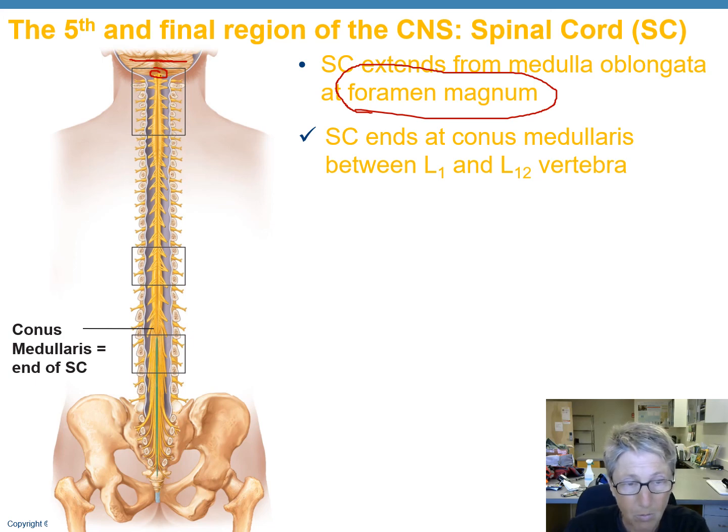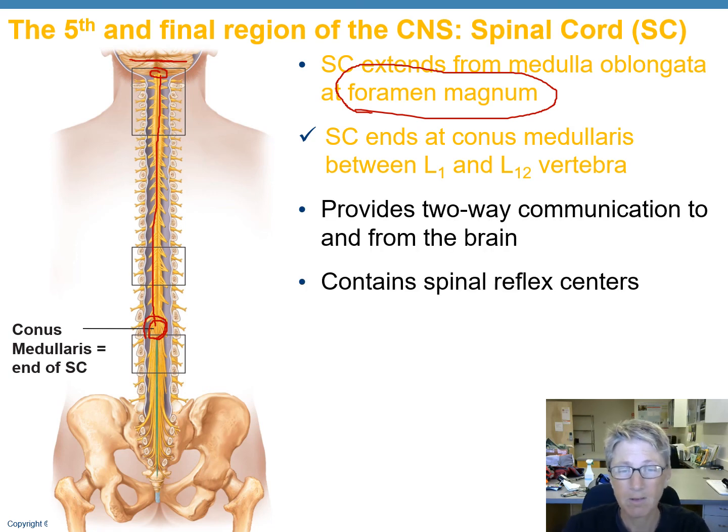So the spinal cord goes from the medulla all the way down this way, and it ends at this little thing called the conus medullaris, between lumbar vertebra 1 and lumbar vertebra 2. Conus medullaris just means the cone. I guess the early scientists that were looking at this thing thought it looked like a cone, so they called the end of the spinal cord the conus medullaris.